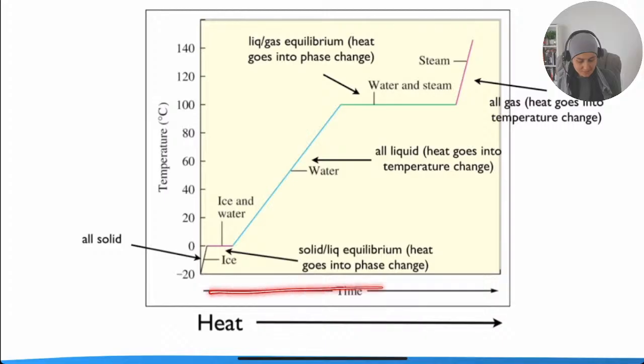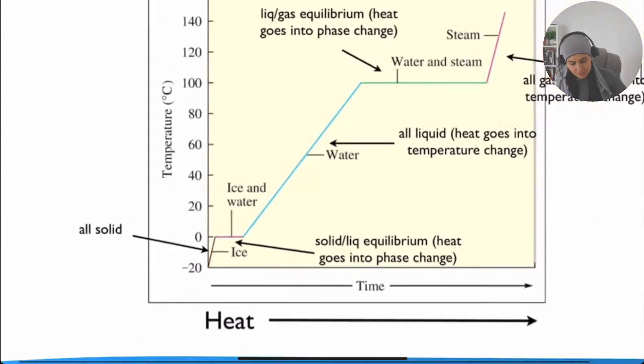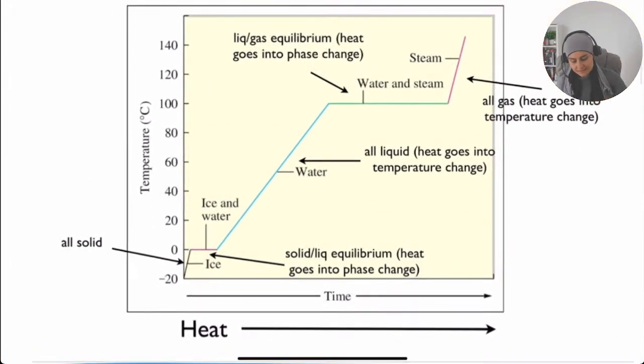So as the time passes, we keep supplying heat. The heat that we supplied increases, and we measure the temperature. So we supply heat to a solid and see how its temperature changes. Okay, so we start at negative 20. At this point, we're heating solid. We supply heat, and that heat is used to increase the average kinetic energy of molecules, which means that the temperature of ice would increase.